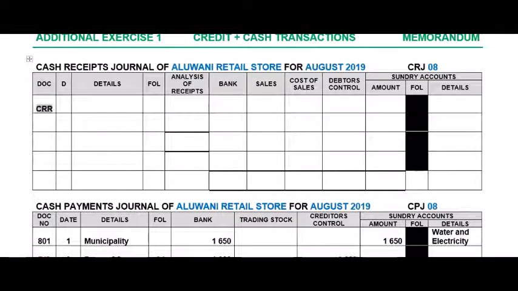The document will be CRR. The date is the 7th. The details for cash sales is always sales. We don't use this folio column because it has nothing to do with the debtor. The value goes to analysis of receipts, but because there's another transaction coming for the day, we don't bank this value yet. However, we need to specify what we received the money for: sales. And you need to go and calculate your cost of sales with a markup of 25% as 5,544 Rand.